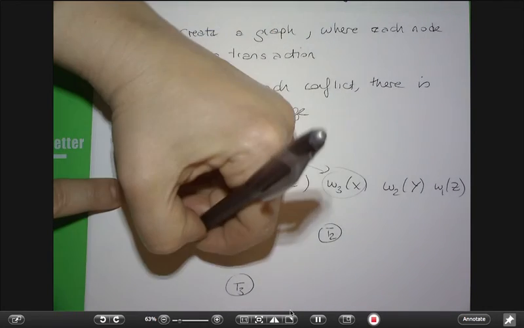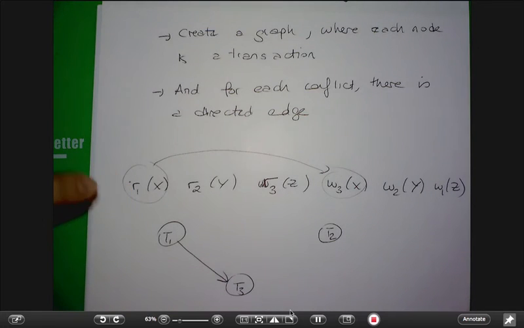I'm going to draw an edge exactly like this, meaning that in any order that I find, transaction 1 must come before transaction 3, because if it did not, then this ordering will be switched. So I want to make sure that all conflicts are occurring in the same order.